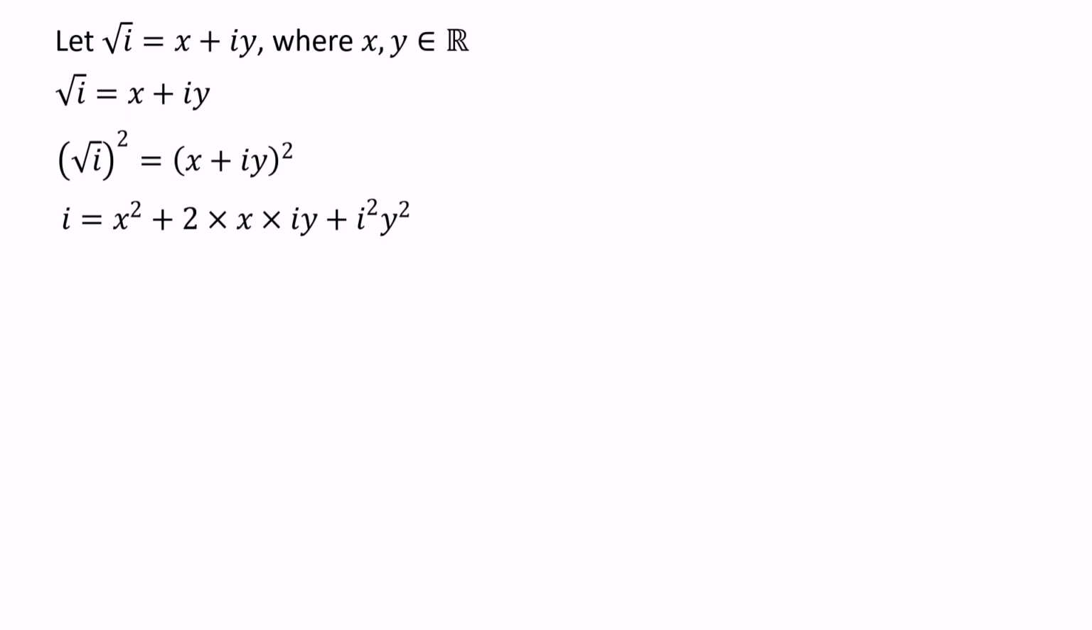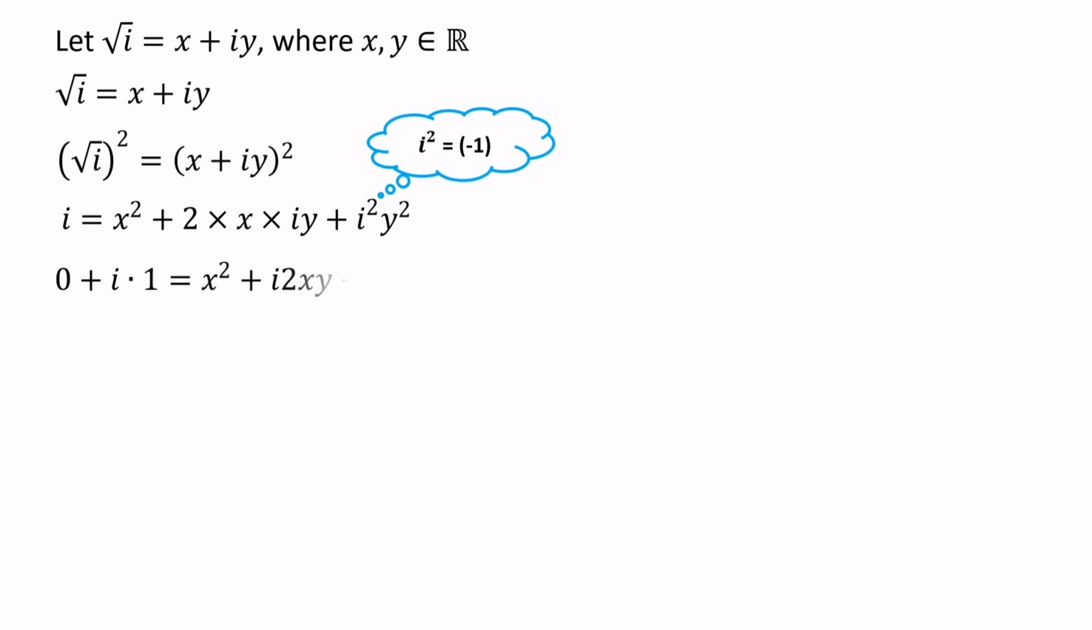Now we know i squared equals -1, because i means the square root value of -1. So instead of i squared we can write -1. So we can write this equation as 0 + i·1 = x squared + i·2xy + (-1)·y squared. Now we can write the real part together, x squared minus y squared, and the imaginary part, i times 2xy.